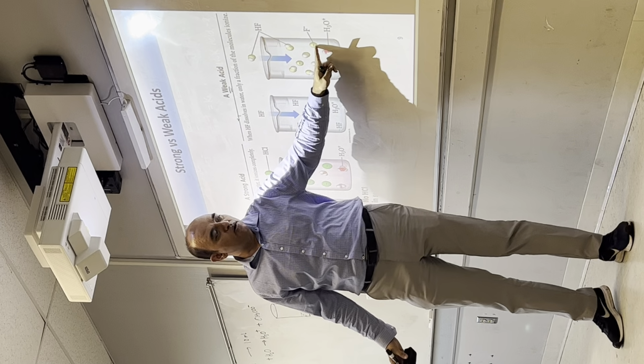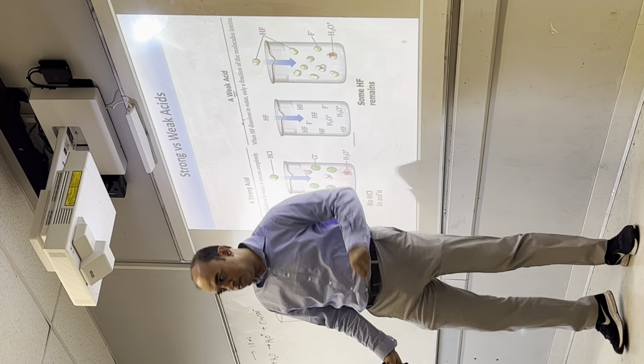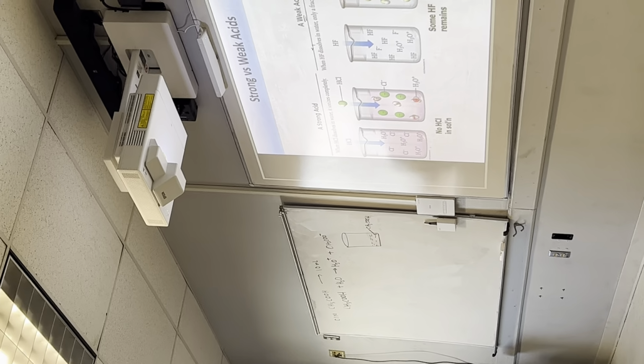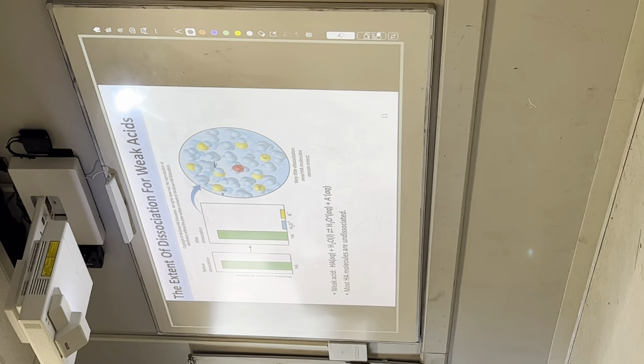You have only one or two of these. Most of them are HF, HF, HF. Okay? So most of them are acetic acid. Same here. Most of them are acetic acid, HA.